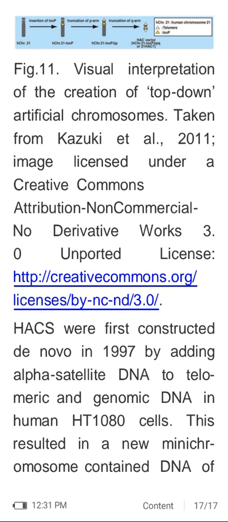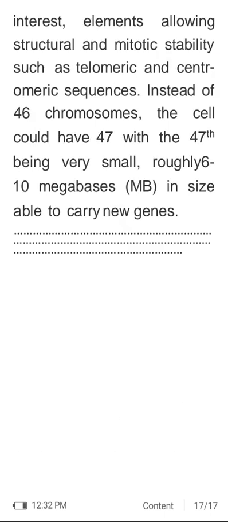Visual interpretation of the creation of top-down artificial chromosomes. Then HACs were first constructed de novo in 1997 by adding alpha satellite DNA to telomeric and genomic DNA in human HT1080 cells. This resulted in a new mini chromosome containing DNA of interest elements allowing structural and mitotic stability, such as telomeric and centromeric sequences. Instead of 46 chromosomes, the cell could have 47, with the 47th being very small, roughly 6 to 10 megabase pairs in size, able to carry new genes.